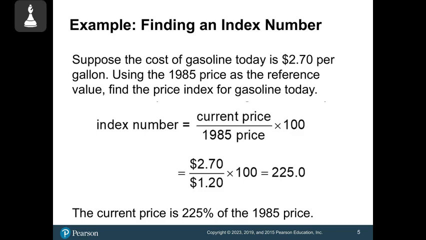So what I would have to do is go back to the table and see that the current price is $2.70, and then in 1985 that value was $1.20. So I'll take $2.70 divided by $1.20 and times that value by 100 and get 225.0. What that means is the current price is 225% of the 1985 price.